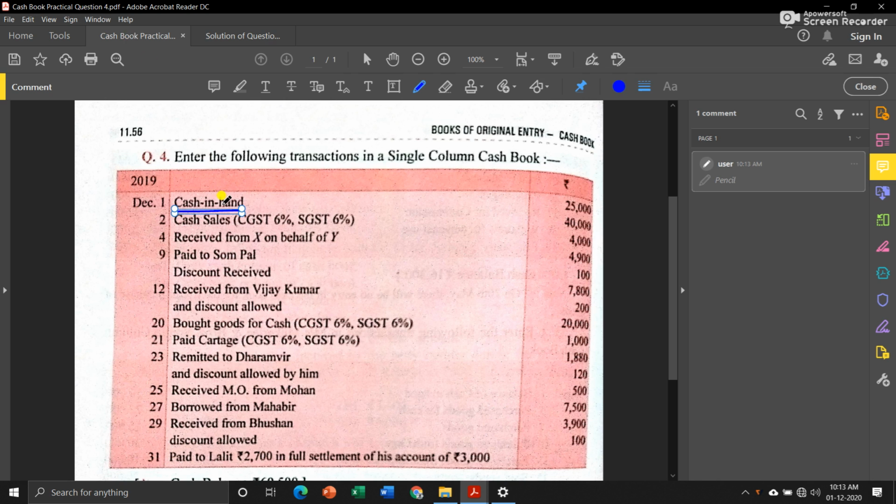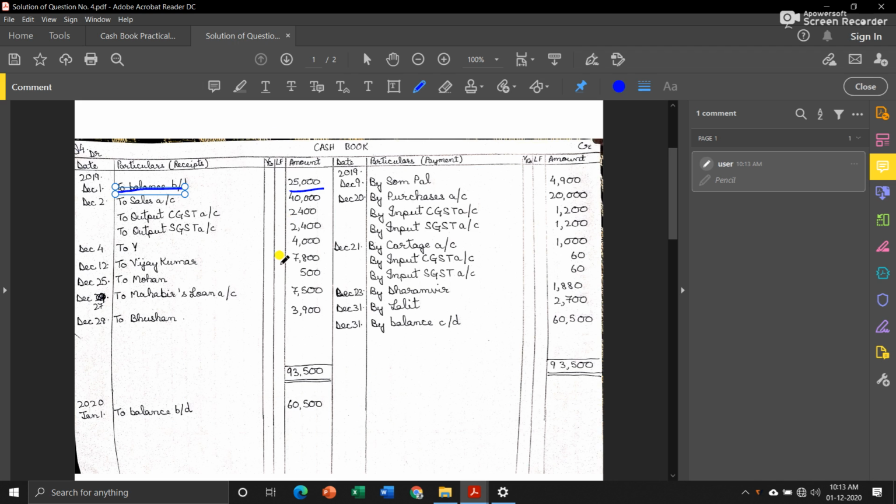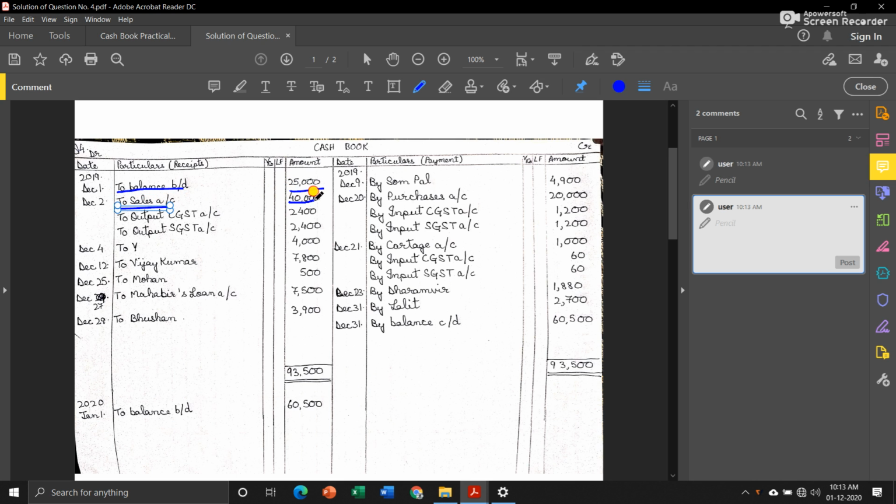The next transaction is cash sales, and that sale has CGST of 6% as well as SGST of 6%. Now what we will do is pass an entry for cash sales as well as CGST and SGST. Since this is a cash sale, that means we will be receiving money, so we will write it on the debit side, "To sales account", 40,000 as per given in the question. Now when we talk about CGST and SGST, it is given as 6%. So we will calculate 6% of this 40,000.